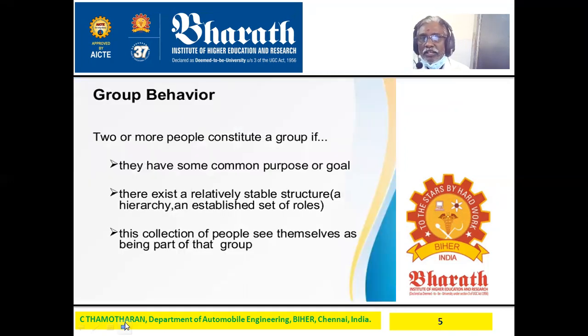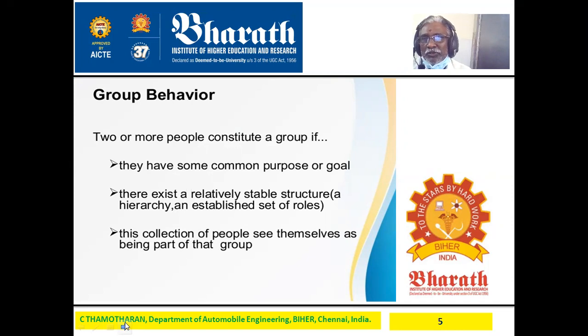Then the next topic is group behavior. Group: what do you mean by group? Two or more people constitute a group if they have some common purpose or goal. There exists a relatively stable structure, a hierarchy, and an established set of rules. This collection of people see themselves as being part of that group.